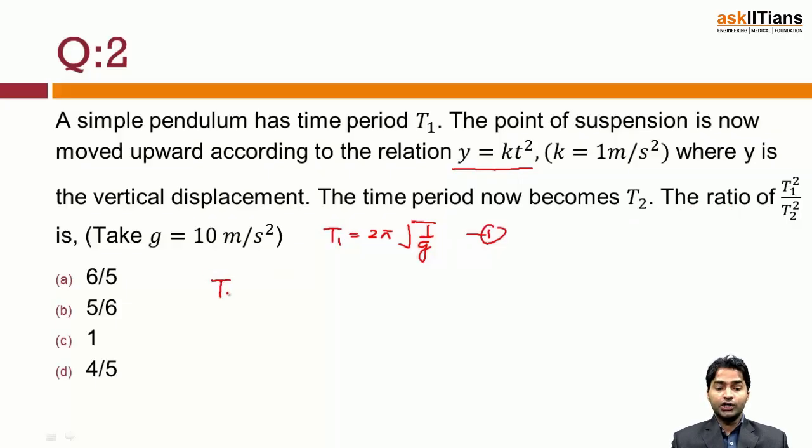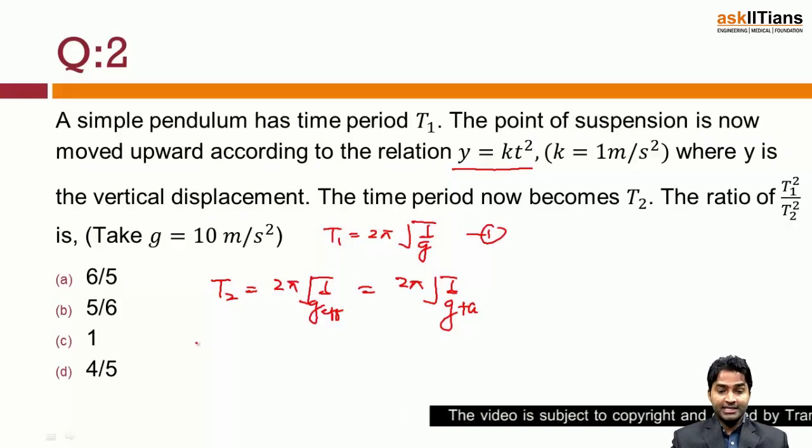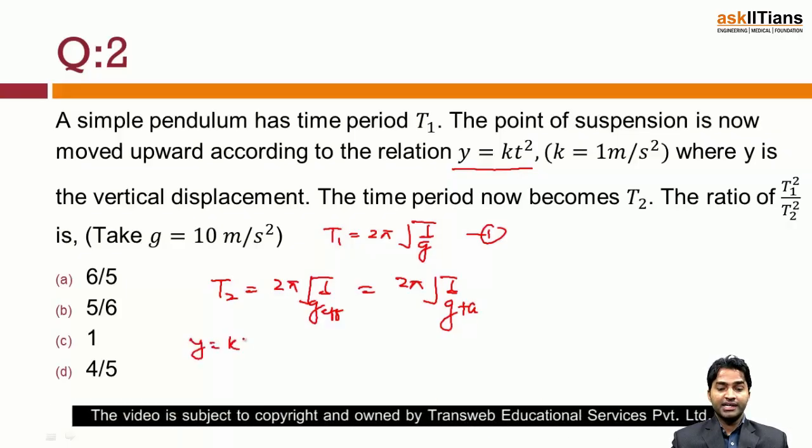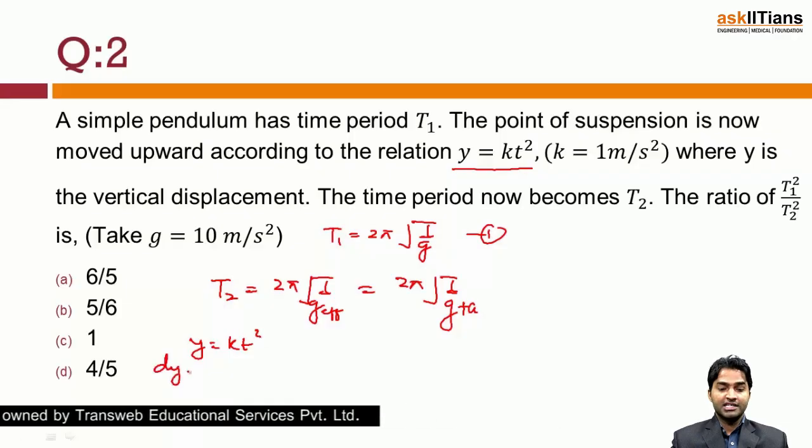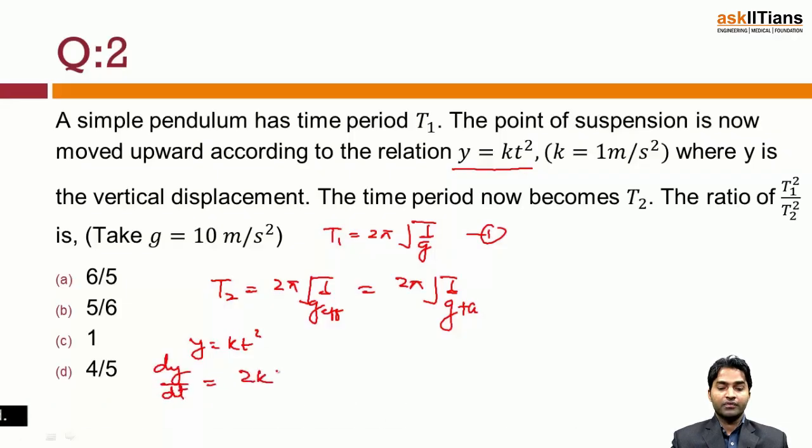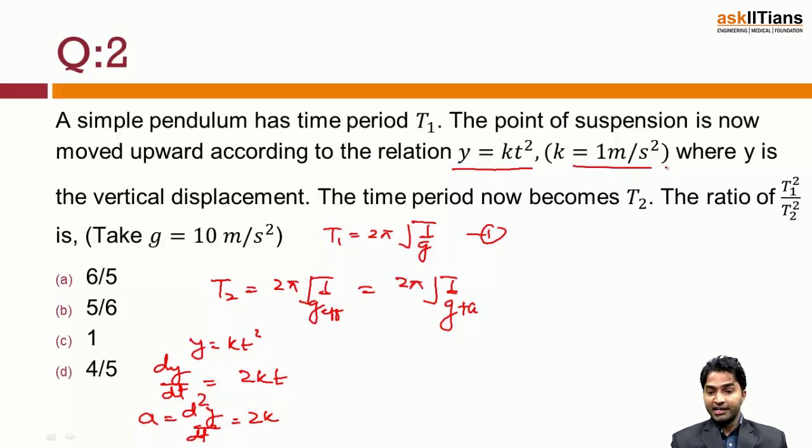So we know that T2 is equal to 2 pi under root of L upon the effective acceleration, g effective, that is 2 pi under root of L upon (g plus a). Now the question is, how can we find the value of the acceleration? Easily, we are given the relation y equal to k t square. On differentiating this displacement, dy upon dt gives twice k into t, and differentiating again we get the acceleration, d2y upon dt square, equal to 2k. On substituting the value of k as given in the data, that is equal to 2 meter per second square.